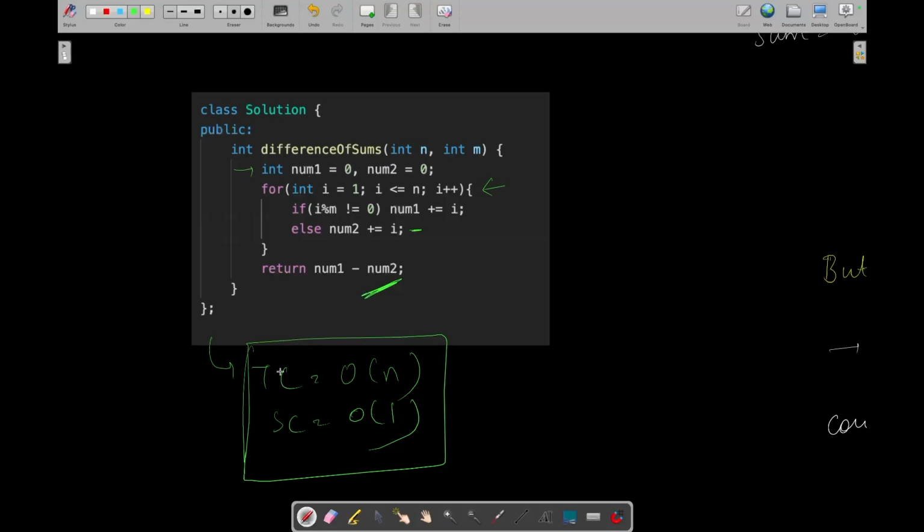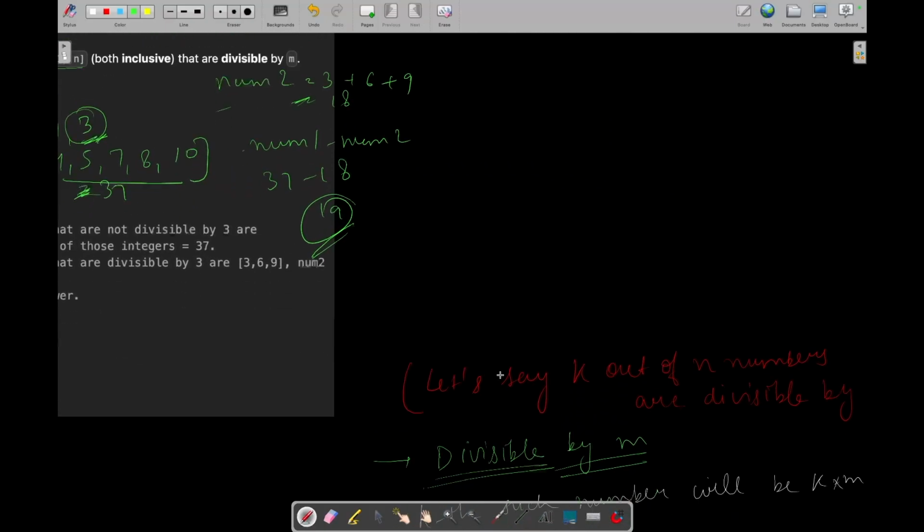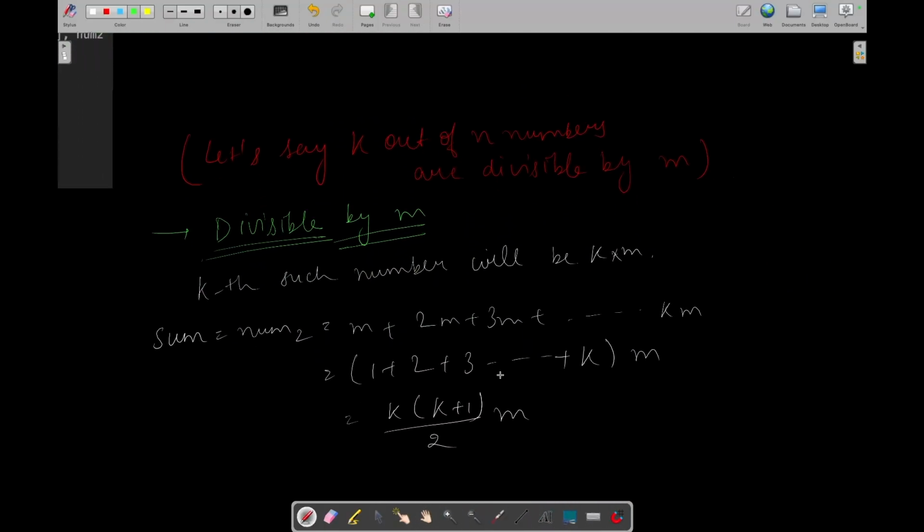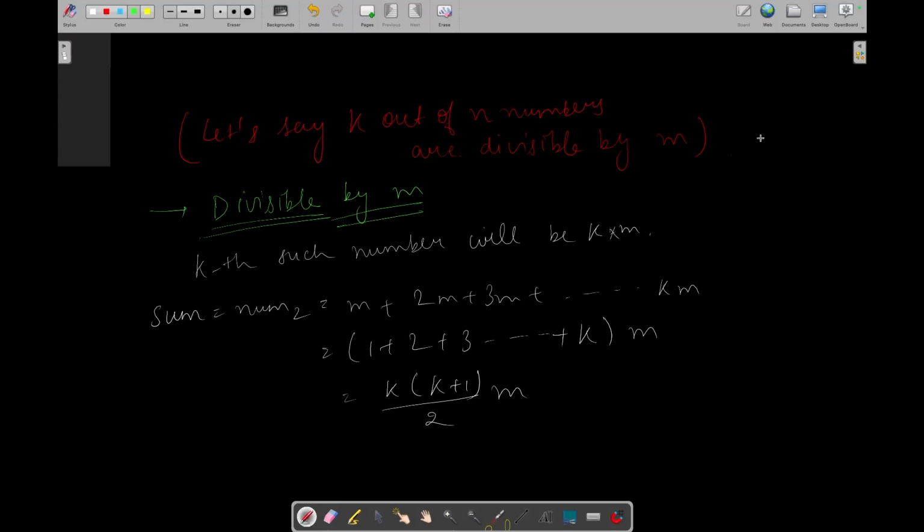Okay, but do we really need to do even this single iteration? In interviews, you can even be asked to optimize this time complexity as well. Okay, so let's see if we can eliminate this one iteration as well. So in the starting, let's say k out of n numbers are divisible by m. Let's say among n, there are k integers which are divisible by m.